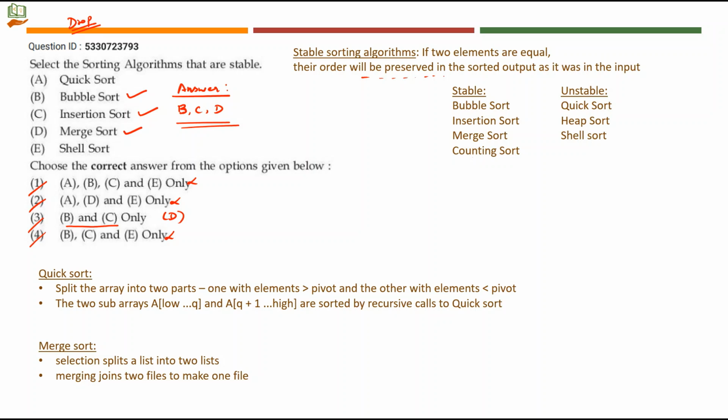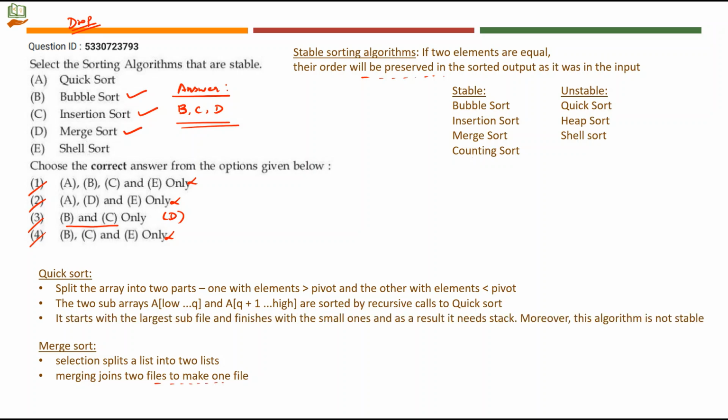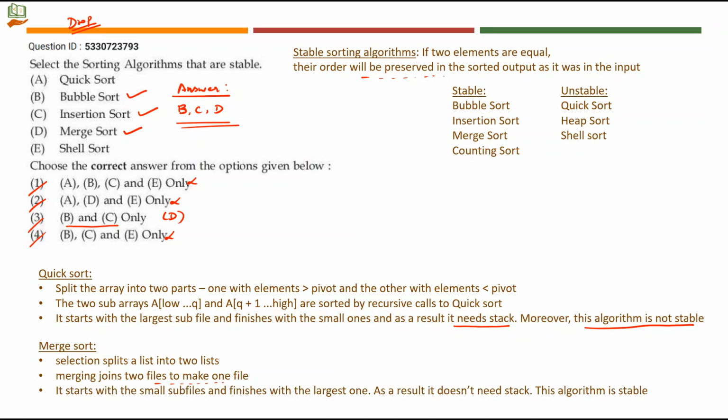In merge sort, the selection splits a list into two lists. Merging joins two files to make one file. In quick sort, it starts with the largest subfile and finishes with the small ones, and as a result, it needs a stack. This algorithm is not stable is what they try to say. When you take merge sort explanation, it starts with the small subfiles and finishes with the large one. So it does not need any stack. This algorithm is stable.